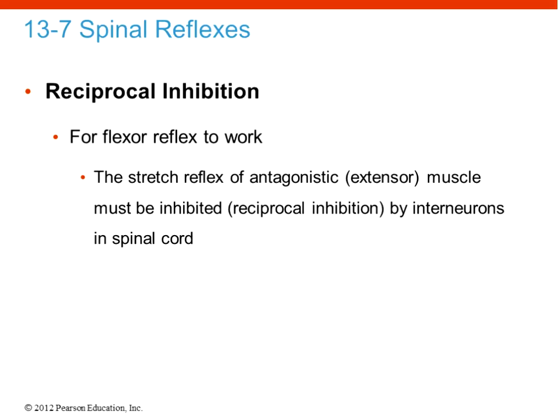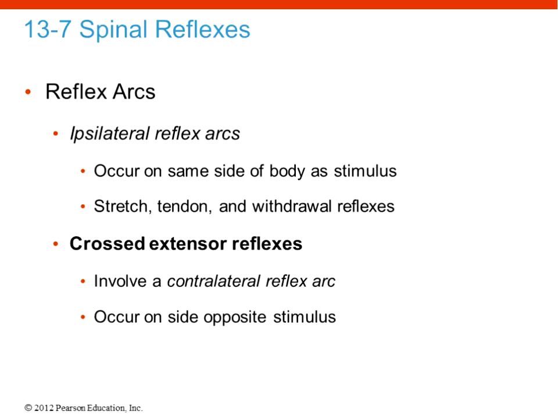As I said before, this concept is called reciprocal inhibition, when you get inhibition of an opposing muscle group to allow for this flexor reflex to work. The stretch reflex of the extensor muscle must be inhibited by interneurons of the spinal cord. That's what we saw with the tricep, for instance, being inhibited, allowing the bicep to pull the hand away, to prevent competition between the two muscle groups.